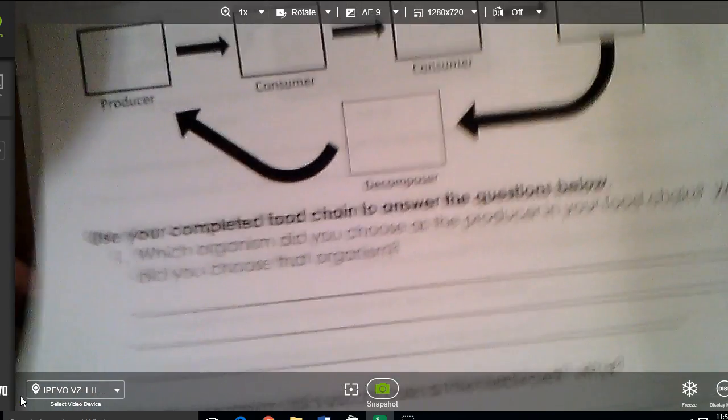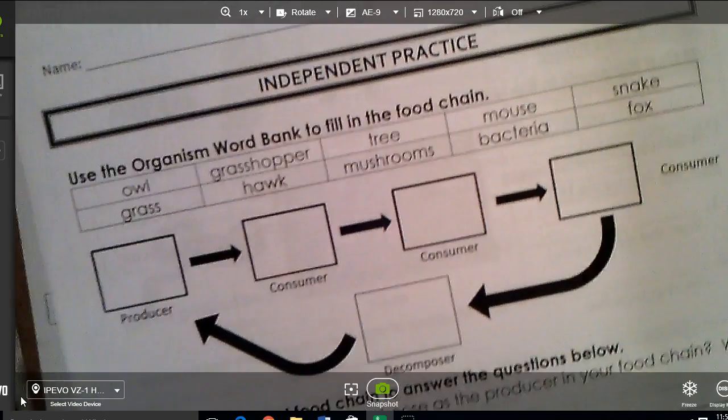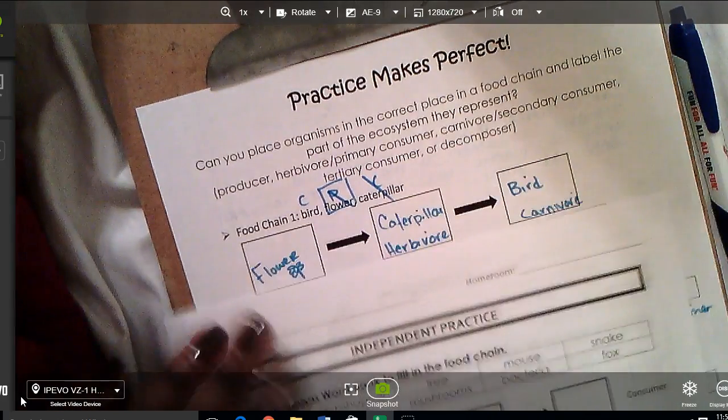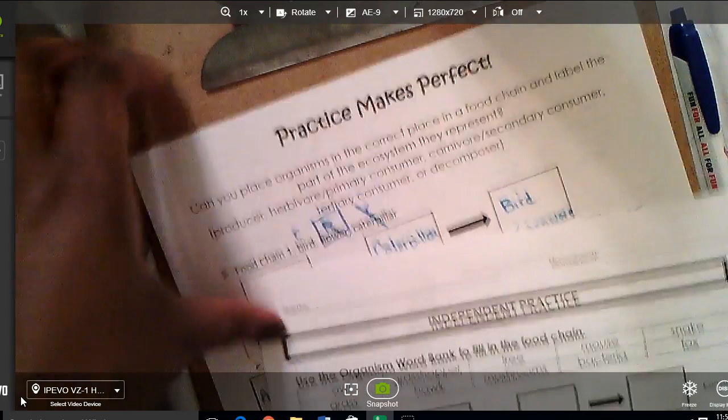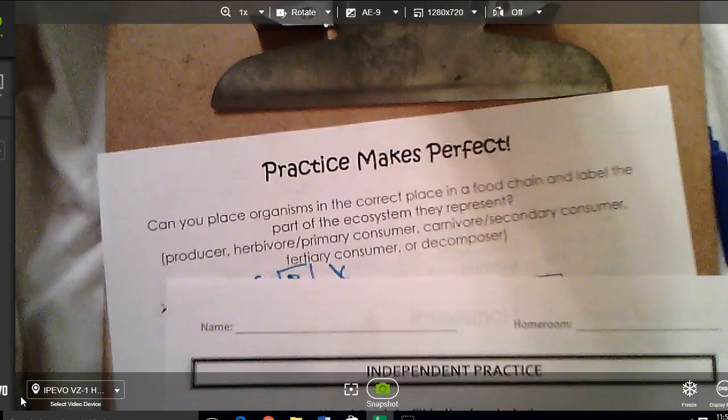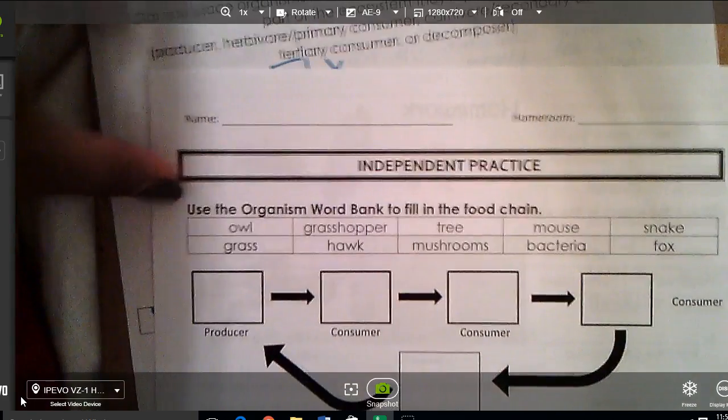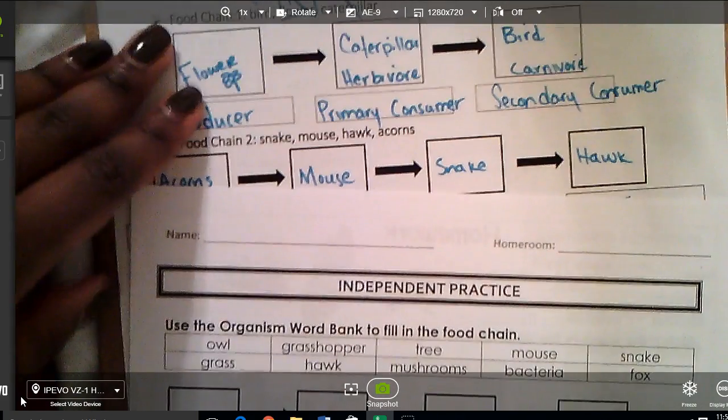All right, y'all, let's take a look at the answer. So the next one after the practice we did together is going to be, oh Lord, let me get my stuff situated. There we go. All right, we have the next one.